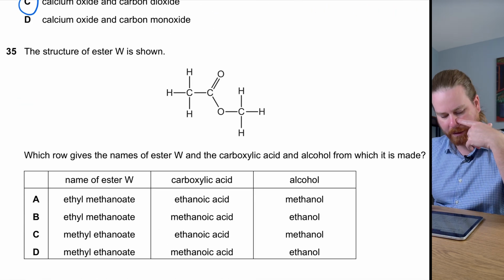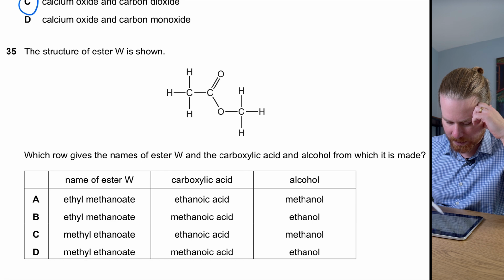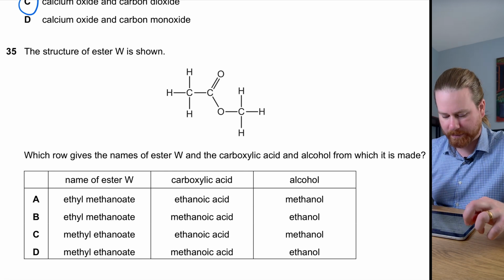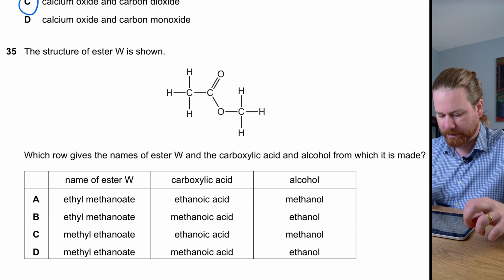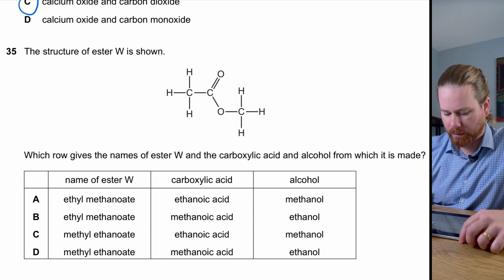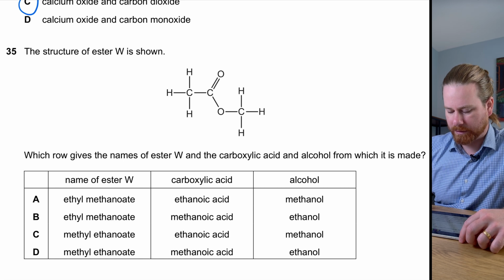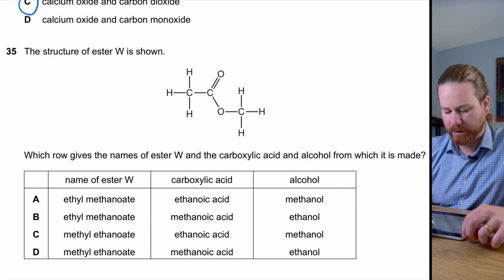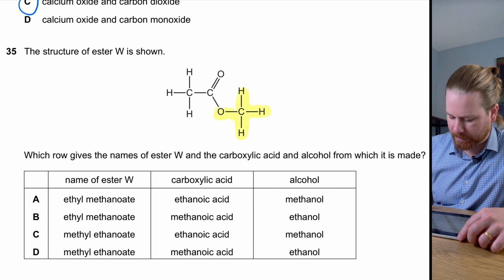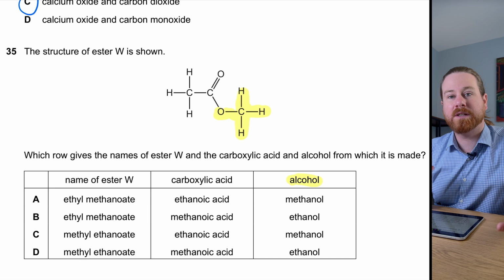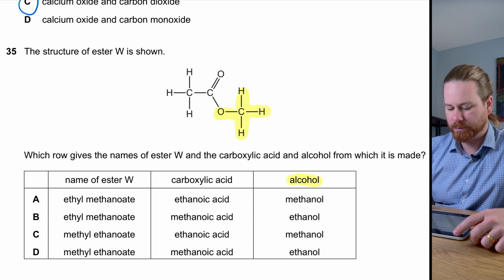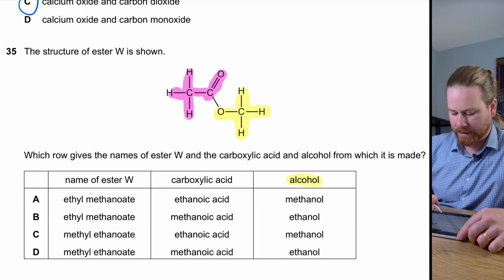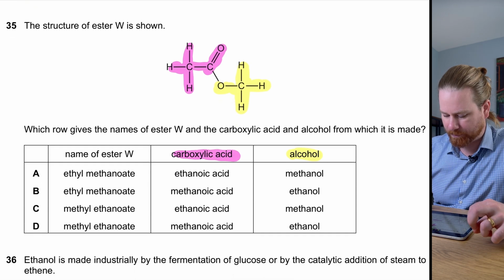Okay, here we go. We've got an ester, very nice. Which row gives us the name of the ester and the carboxylic acid and the alcohol which made it? So looking at the ester, if we look at our middle bit here, this is going to give us all the clues to tell us what's going on. Here, this is the alcohol part. So from the single bonded oxygen gives us the alcohol. And all of this is coming from the carboxylic acid.